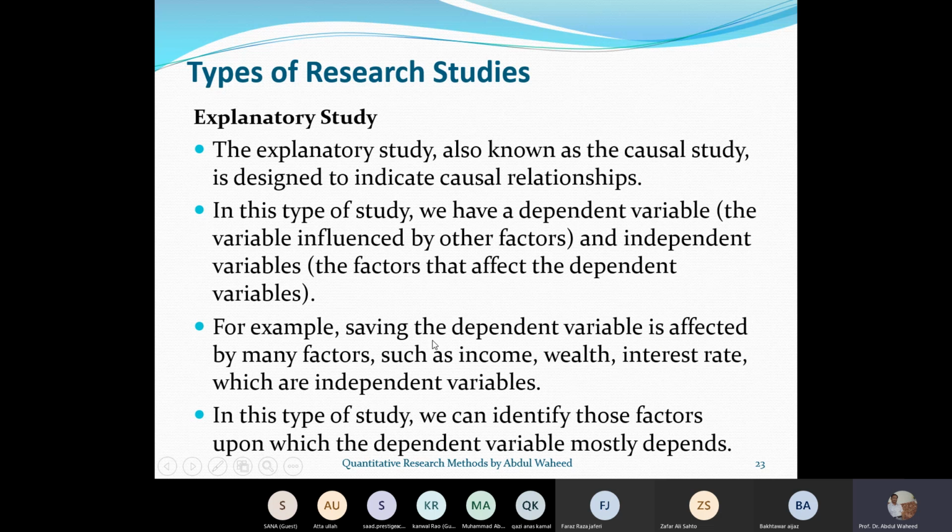Interest rate, what do you think about interest rate and saving? It would be unidirectional or bidirectional? Yes, any answer? Interest rate and saving. What do you expect about the relationship between saving and interest rate and the direction of causality?